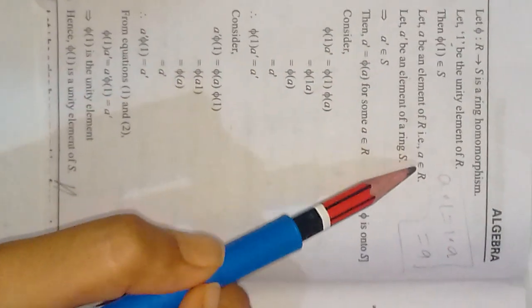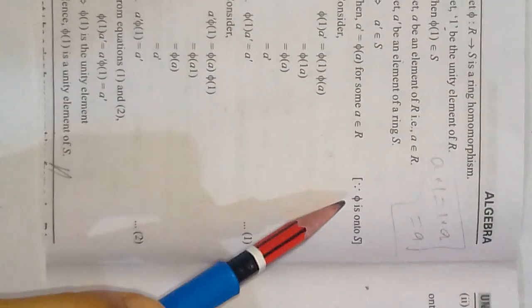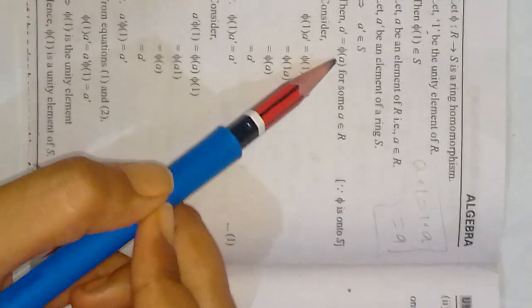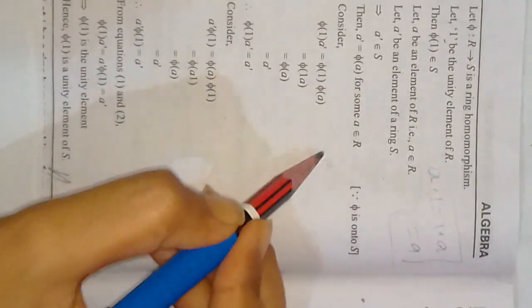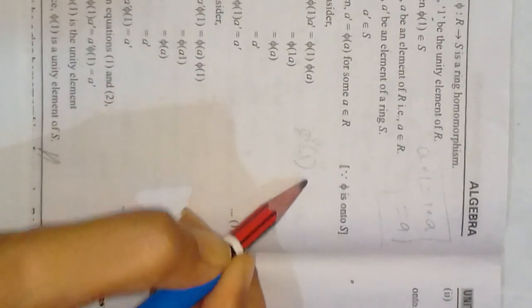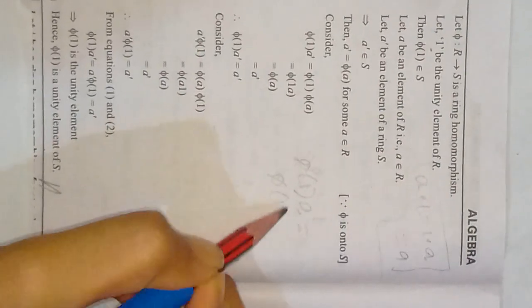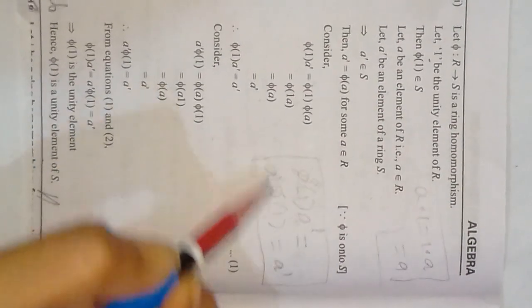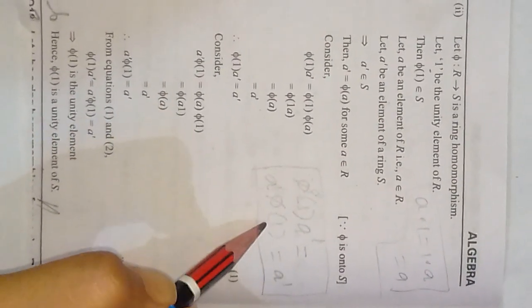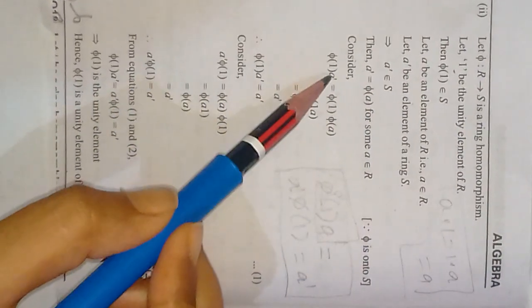Now take an element A belonging to R and A dash belonging to S. Since pi is onto, A dash has a preimage, that is, A dash equals pi of A. Now we have to prove the identity, which means two conditions. Here the identity is pi of 1 and the element instead of A is A dash. We have to prove pi of 1 into A dash equals A dash into pi of 1 equals A dash. This is the identity.